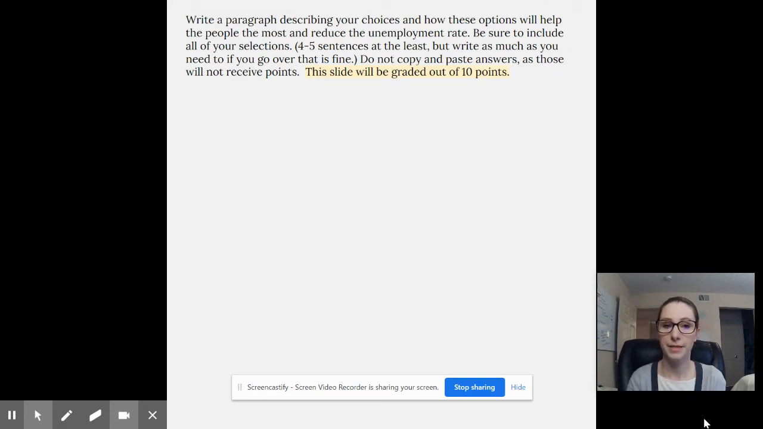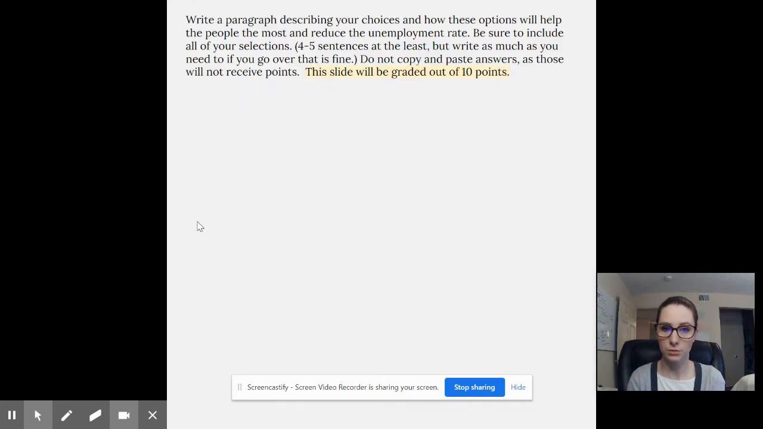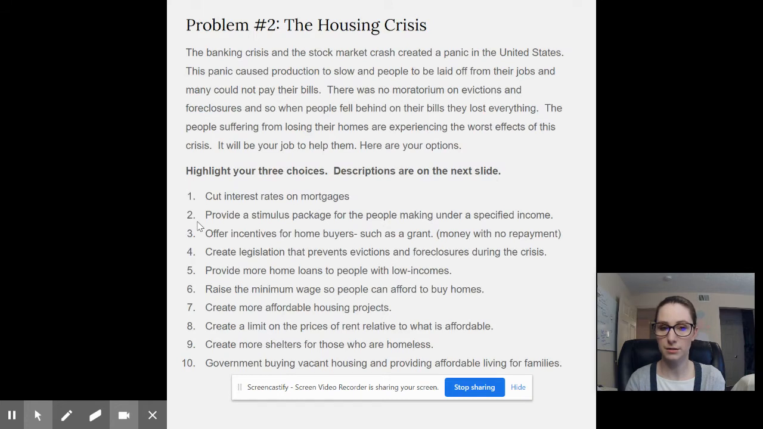So basically all you have to do is highlight the 3 choices here with, you'll take your highlighter button and you can highlight it whatever color you want as long as I can still read through it. And then you will go to this one, you write your paragraph about why those are the best decisions. And then basically we're just doing the same thing 3 or 4 times.